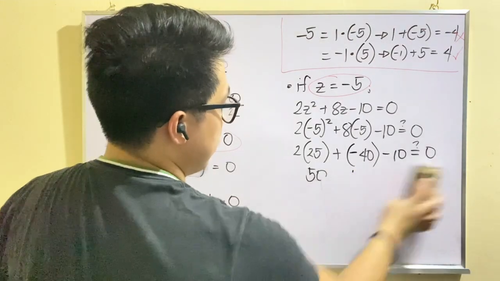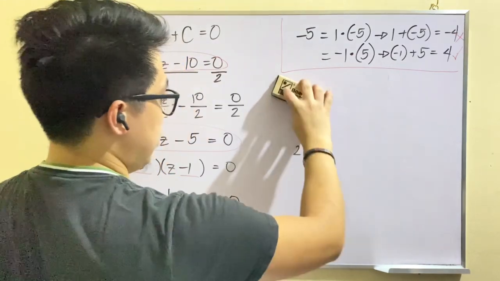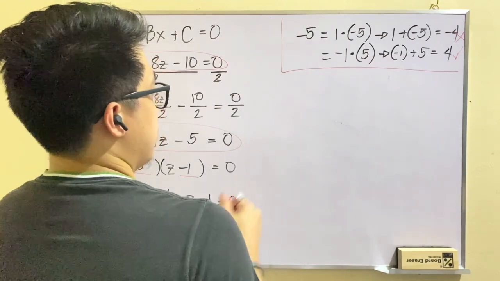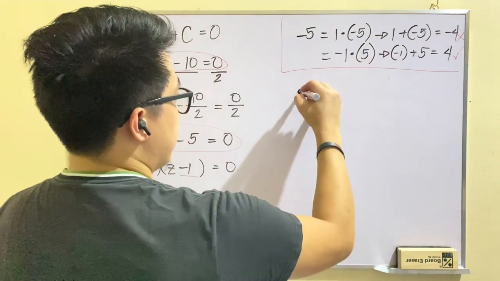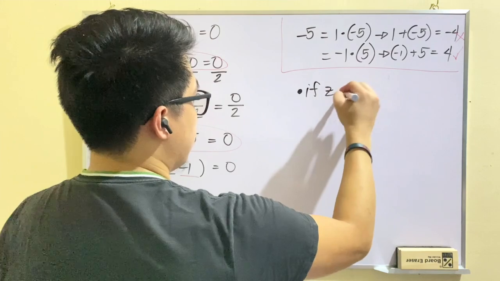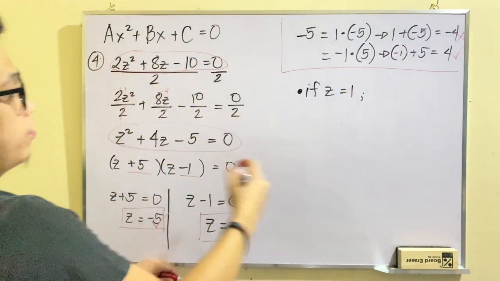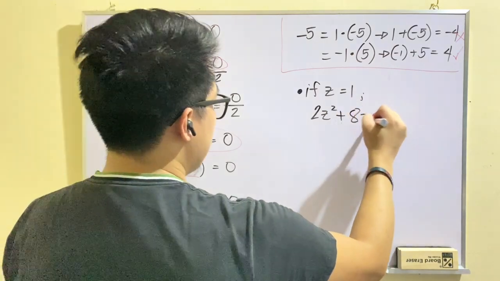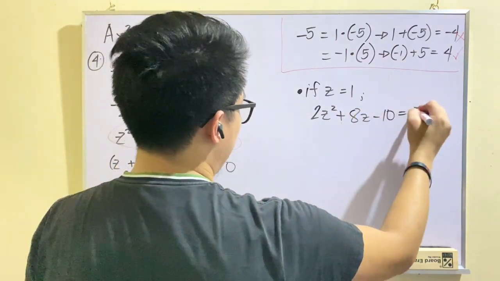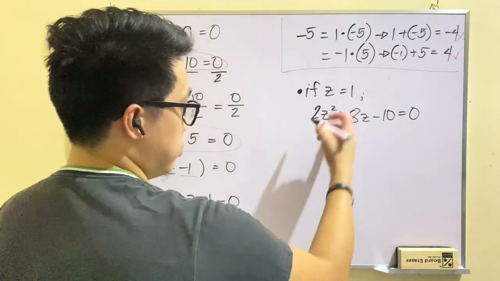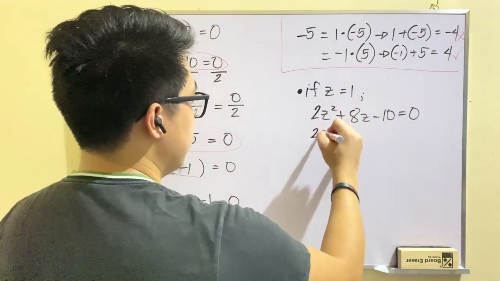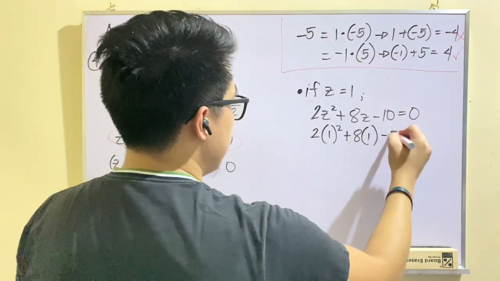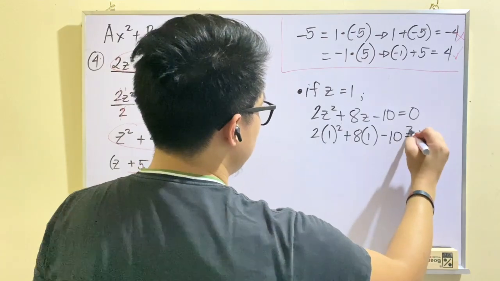So, i-confirm naman natin kung tama yung z is equal to 1. So, if z is equal to 1, so substitute natin sa given equation, 2z squared plus 8z minus 10 equals to 0. Substituting the value of 1, 2 times 1 squared plus 8 times 1 minus 10, is it equal to 0?